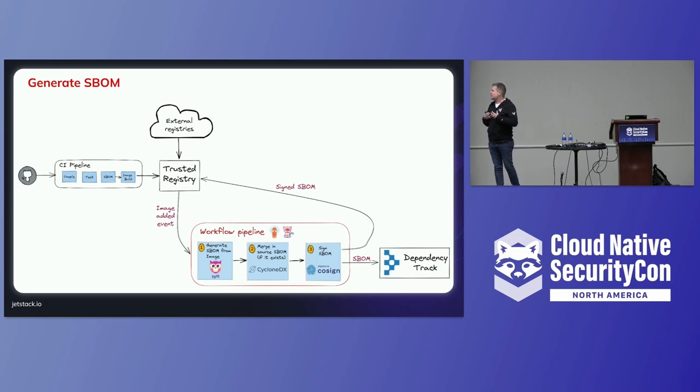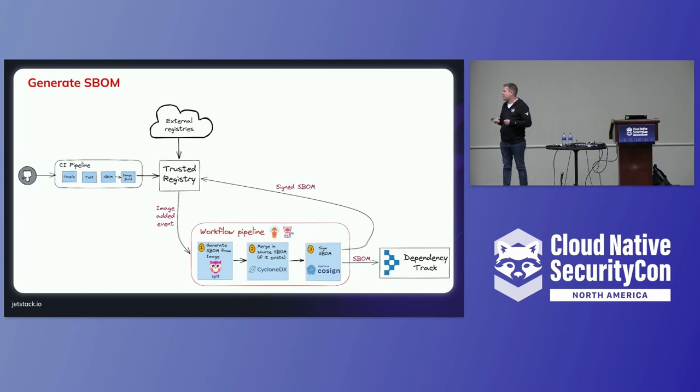So the very first thing it does when a new image appears in your trusted registry is generate an SBOM for that particular image. We use a tool from Anchore called Syft to generate this SBOM. And that SBOM will give you a list of all of the components within that Docker image.